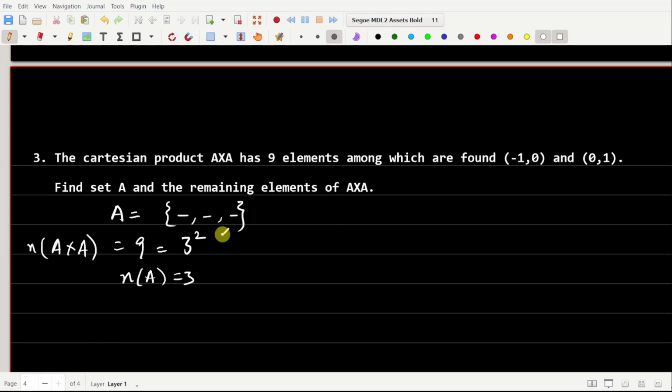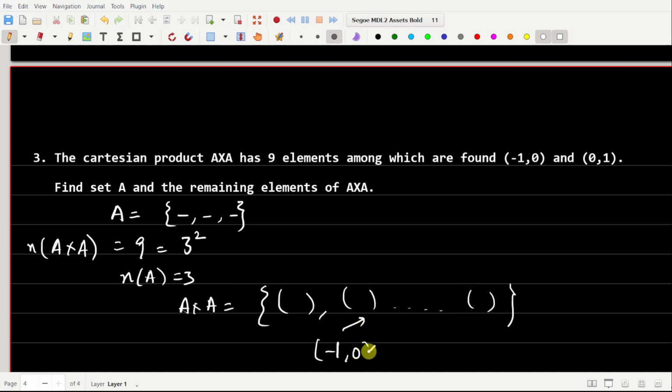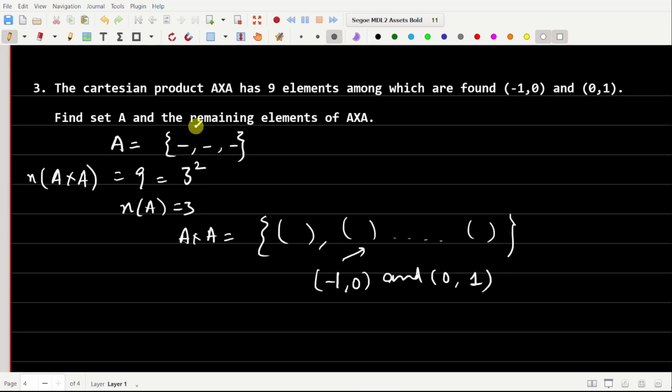So A has 3 elements in it. And in the Cartesian product A cross A, out of these 9 elements, we have found that (-1,0) and (0,1) are its elements, right? Can you see that the first element, -1, also belongs to A, and the second element will also belong to A, because both sets are A. Since n(A) is 3, clearly I have -1, 0 and 1 as the elements of A. So the elements of A are -1, 0 and 1. Clear? So we have found set A, and with this set you just find the cross product A cross A, and then you can find the remaining elements of A cross A, right?